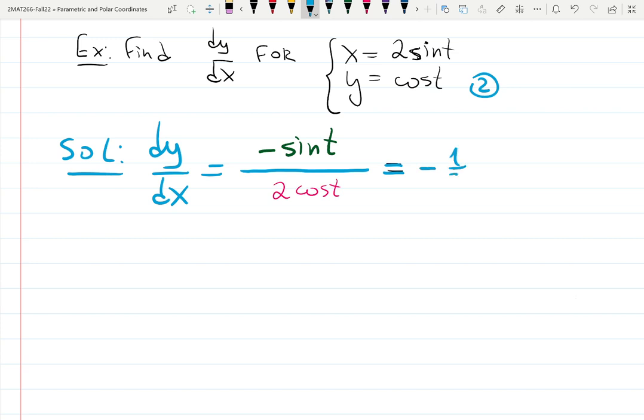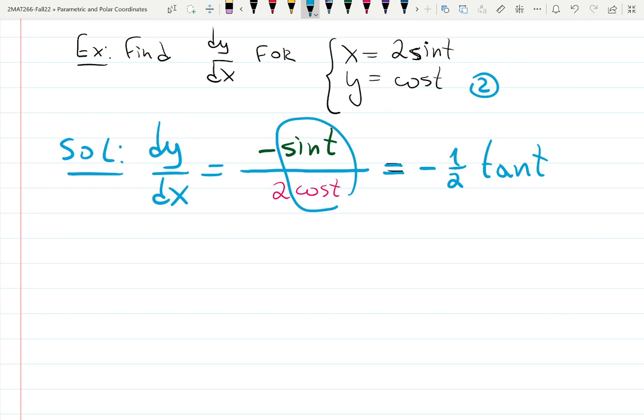Minus 1/2 sine over cosine, which is tangent. That's it. So you see, that's the best kind of problem to have on the test. Derivatives are just very pleasant, nice questions. So whoever chose the derivative did good.